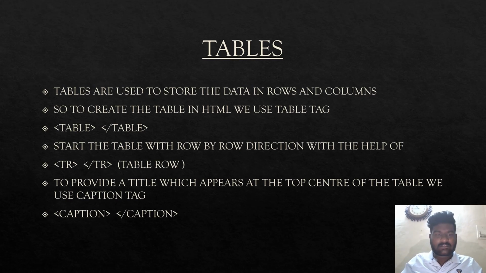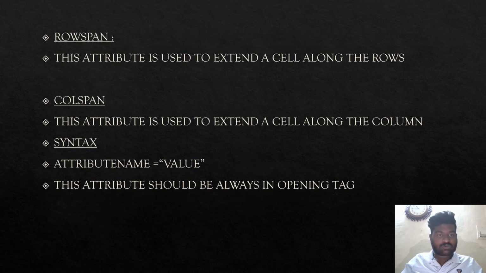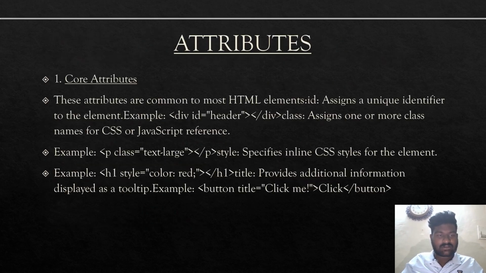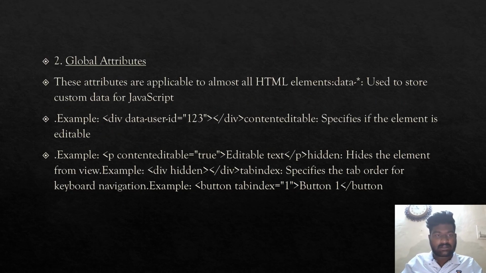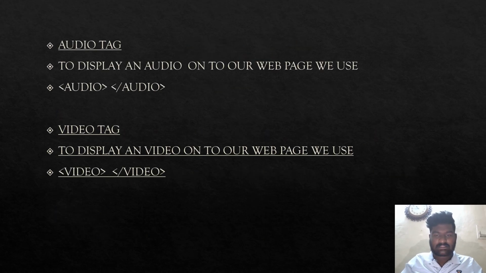Clearly explained are the attributes used in tables: border, rules, cell padding, cell spacing, row span, column span; syntaxes are given. Mainly type attributes, core attributes and global attributes. Media tags: image tags, audio tags, and video tags. I have given the syntax, please follow it.